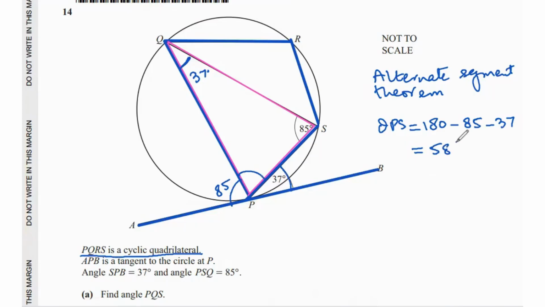58 degrees. Now I know we don't need this right now because they're asking us to find PQS, but just for your understanding, in the alternate segment theorem, this angle equals this one, this angle equals this, and this is the common angle between the straight line and the triangle. So PQS is 37 degrees, and the reason is alternate segment theorem.